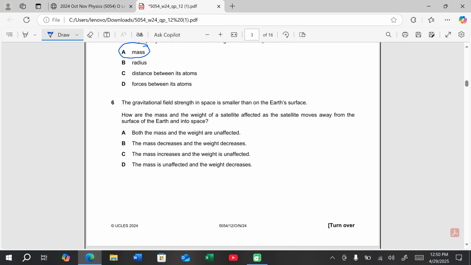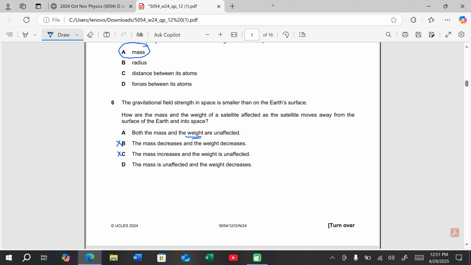Both masses and weights are unaffected. No, its weight is dependent on gravitational field strength, and since the gravitational field strength is changing, therefore weight has to be affected. It says mass decreases, mass remains unchanged, so B is also incorrect. C is also incorrect because it says mass increases, mass stays the same.